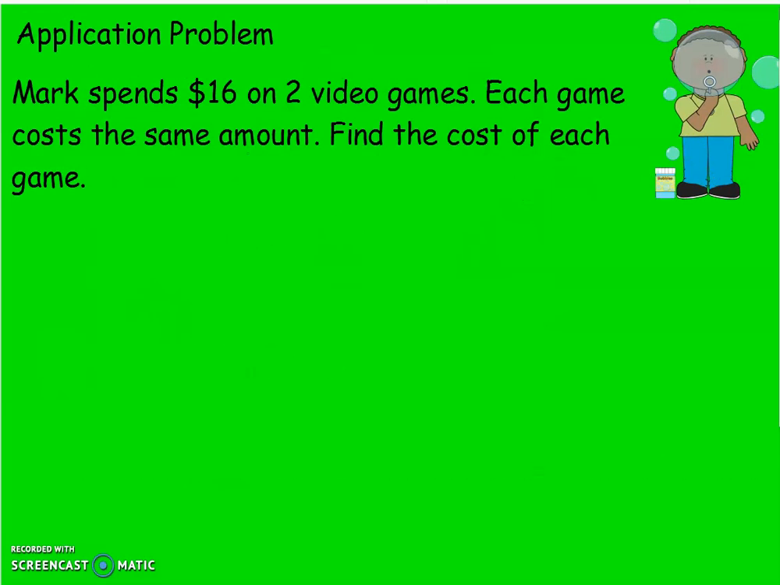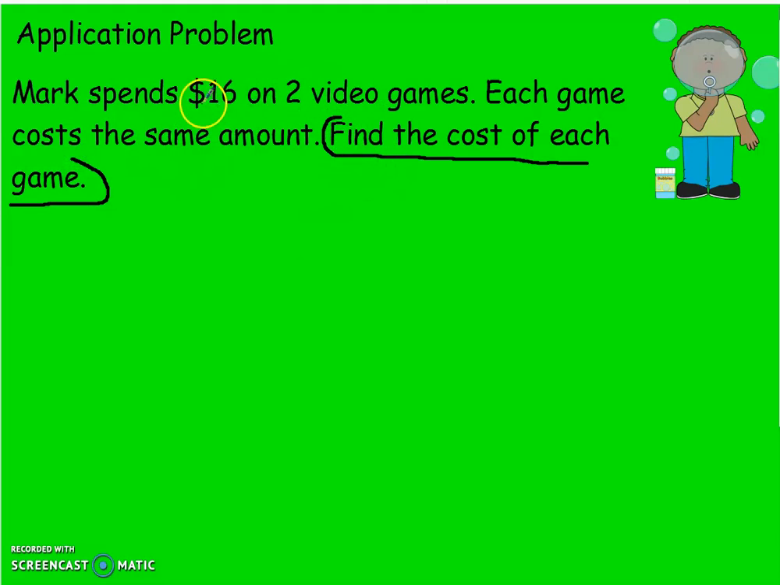So let's look at the application problem. Let's read it first, and then we're going to find what the question's asking. Mark spends $16 on 2 video games. Each game costs the same amount. Find the cost of each game. What is the question asking us? Let's read it again. Mark spends $16 on 2 video games. Each game costs the same amount. Find the cost of each game. So it's asking us to find the cost of each game.